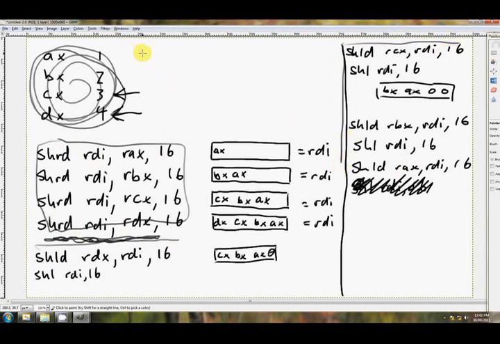Just a word of warning, the SHLD instruction is not particularly quick, so unless you're really strapped for registers, it's probably a better idea to use a couple of simple instructions than the SHLD. But if you're really strapped for registers, it's a good way to go. Okay, that's the end of the shift right double and shift left double tutorial. Thank you for listening.